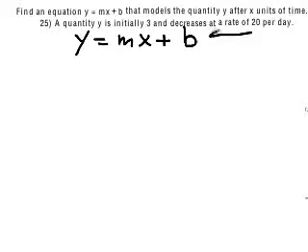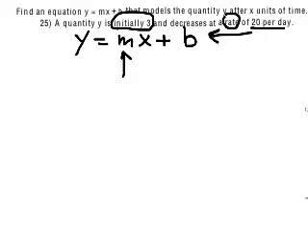A quantity y is initially 3 and decreases at a rate of 20 per day. Okay, so with our equation y equals mx plus b, you have to remember that b is the starting out, whatever it starts out as, and then the m, that's our rate. So we have to figure out, well, what's the starting out thing? And okay, that's the initially 3. Initially means at the very beginning. And then the rate, see, it even tells us what the rate is. It's 20 per day.